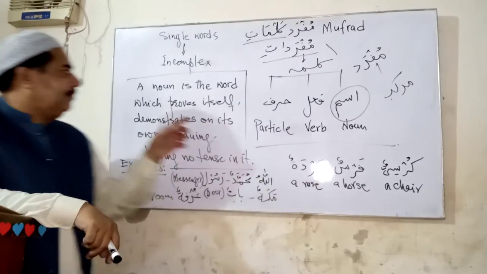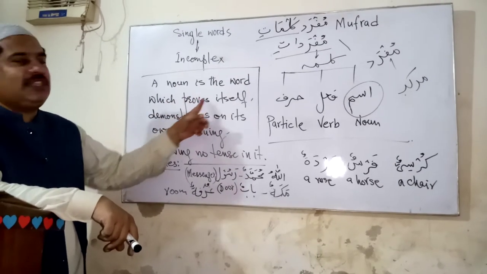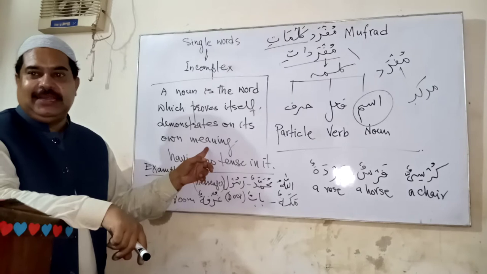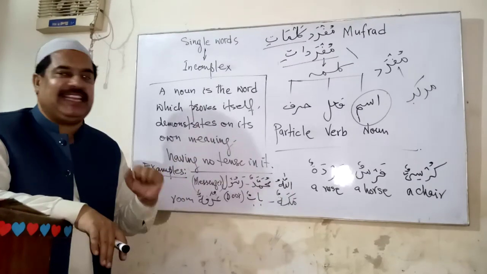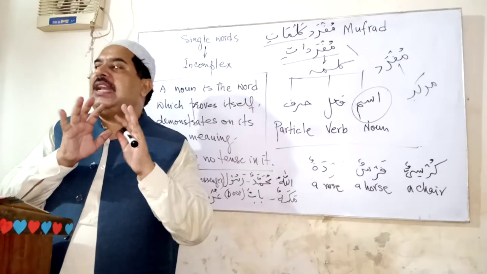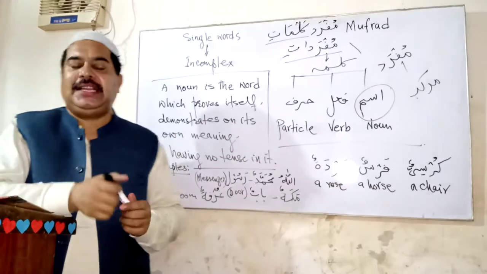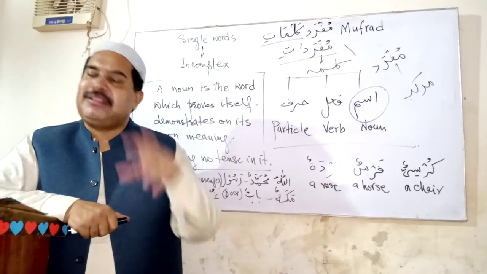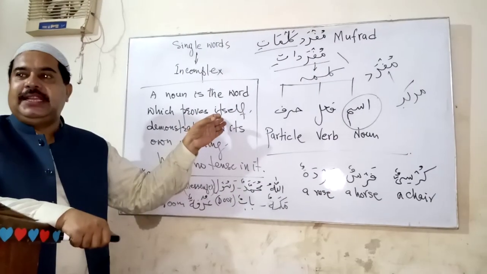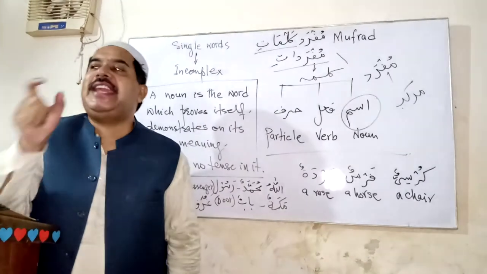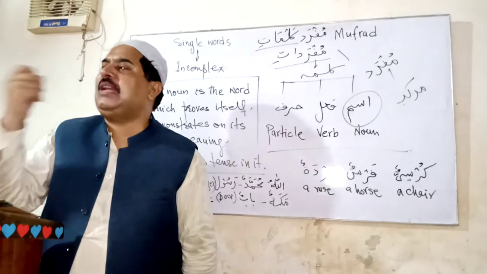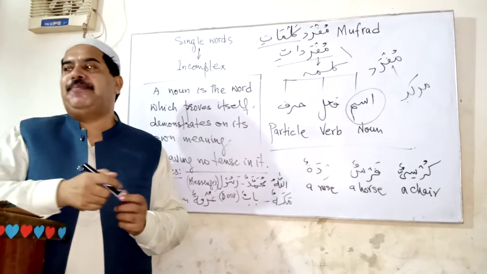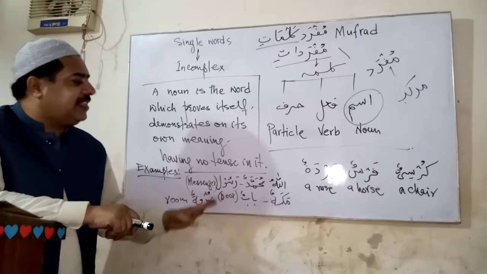What is the definition of a noun? A noun is the word which proves itself, demonstrating its own meaning, having no tense in it. There's no tense in nouns. As we explained in previous classes, a noun is the naming word, the name of anything. Its function is to give a name to any person, place, or thing. Each and everything has a noun called its name. These are the examples.